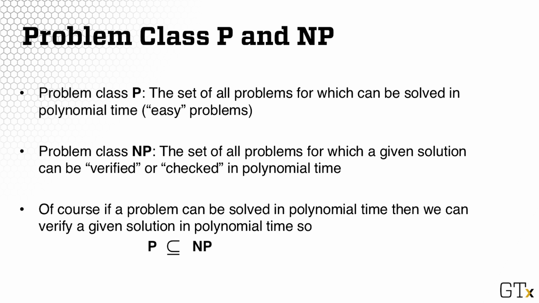We can say a problem class P. These are the set of all problems which can be solved in polynomial time. So these are what we call easy problems. These are problems for which we know a fast or a polynomial time algorithm.